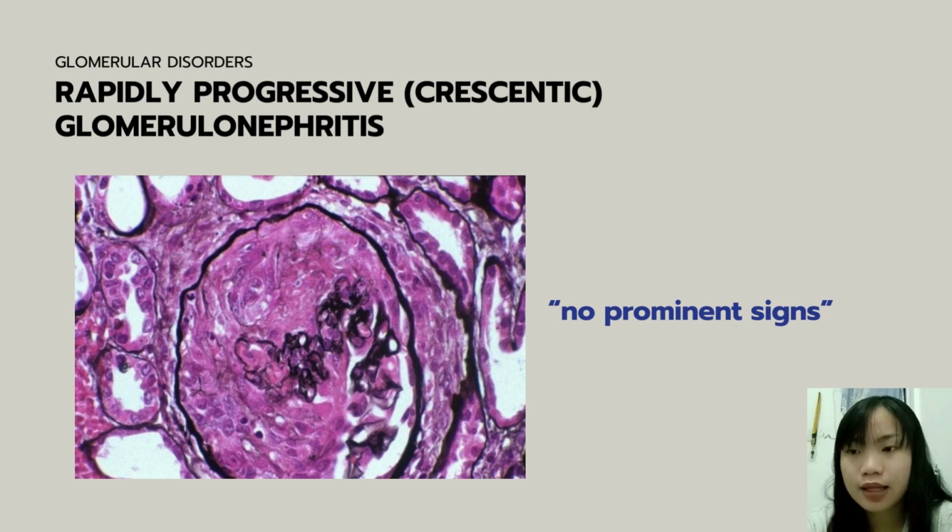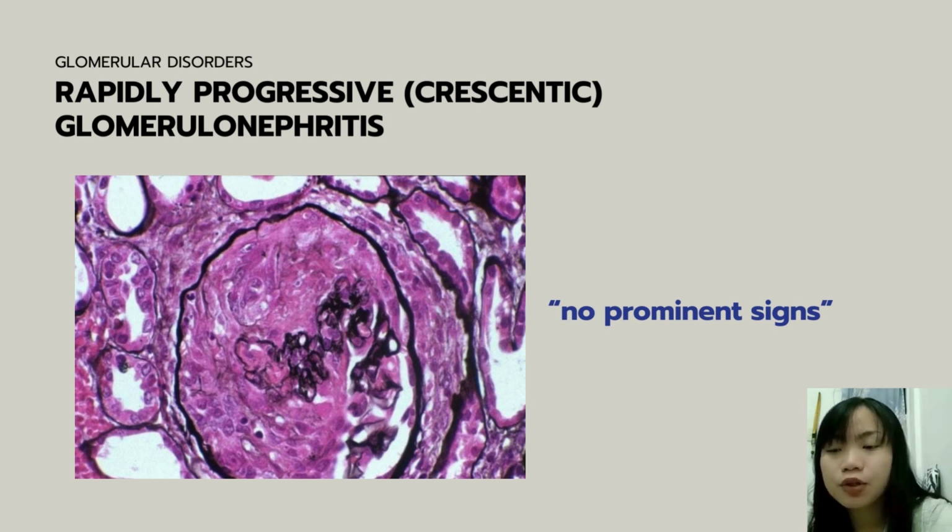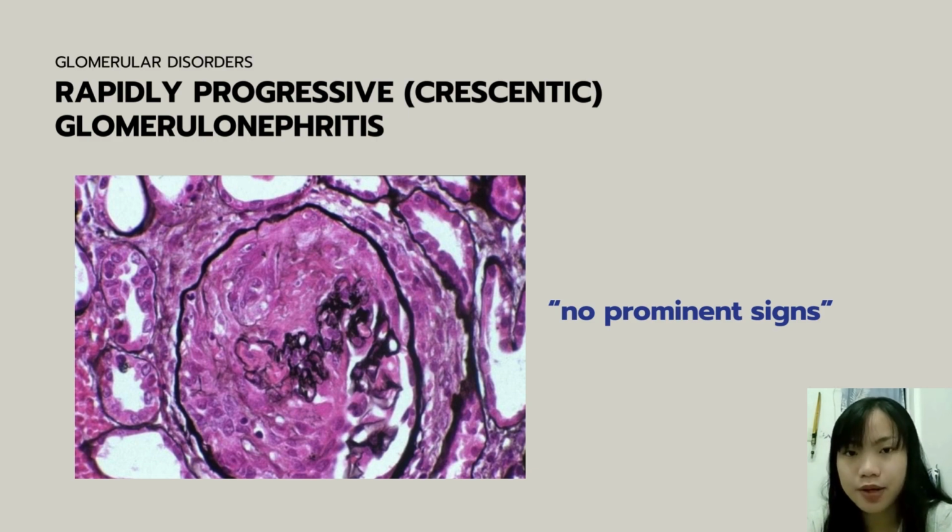Ito ay nakikita sa renal failure. And another one ay very low glomerular filtration rate, increased fibrin degradation, deposition of IgA and immune complexes in the glomerulus.